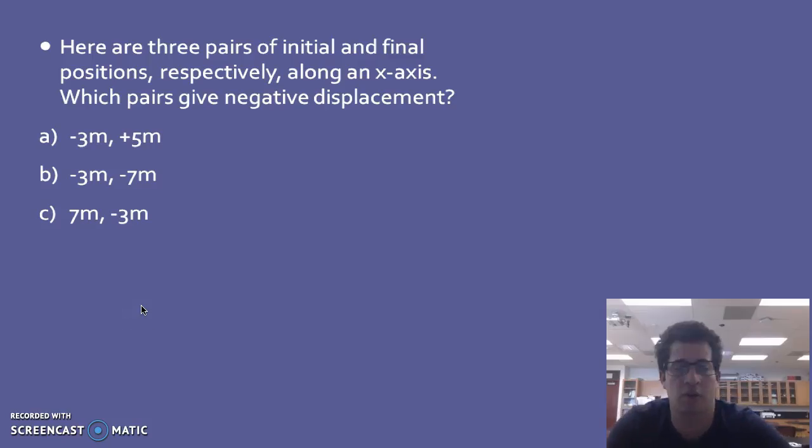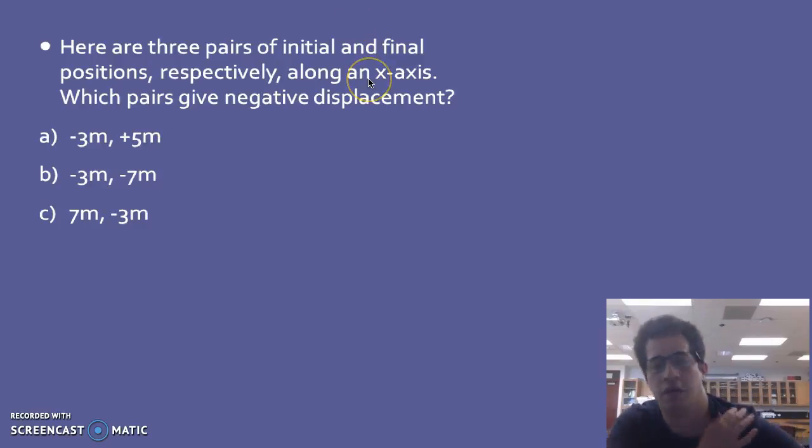So we'll wrap this up by doing a little bit of practice. Here we have an example where we have 3 pairs of initial and final positions, along an x-axis, and the question is which pairs give a negative displacement. So go ahead and take a look and decide which pairs give you a negative displacement if the one on the left is the starting position and the one on the right is the ending position.